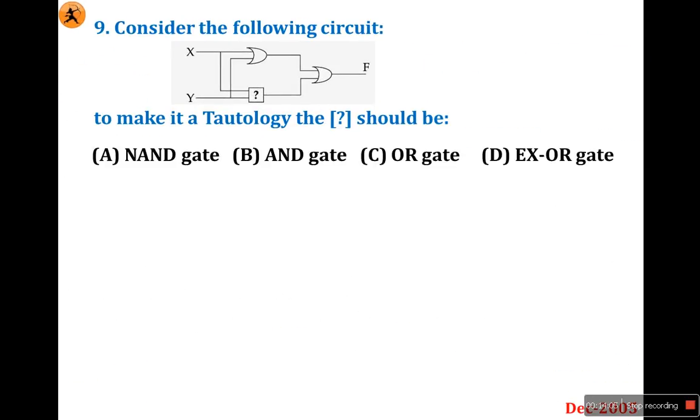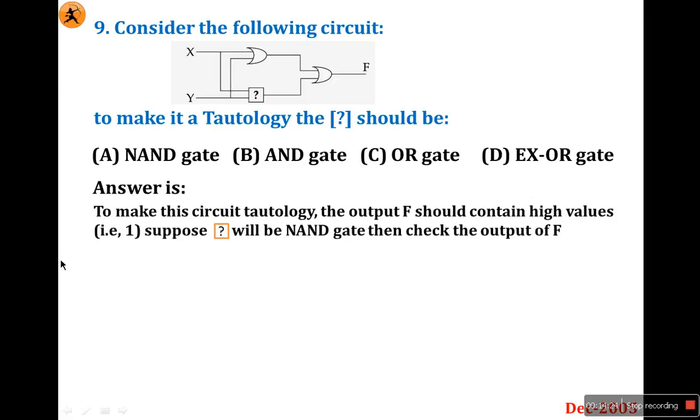Now consider the following circuit, the given circuit. This is the given gate. The question is, which gate is suitable to make the output a tautology, that is, always true? To make this circuit a tautology, the output F should contain all high values. So for this question mark, just select the NAND gate, then check the output.